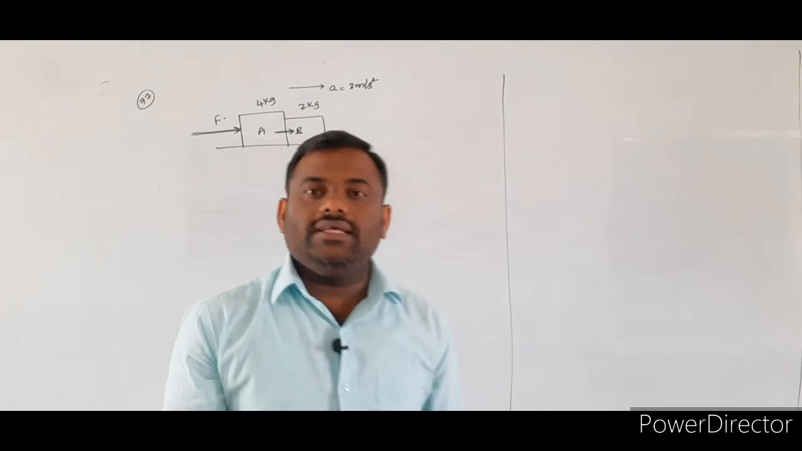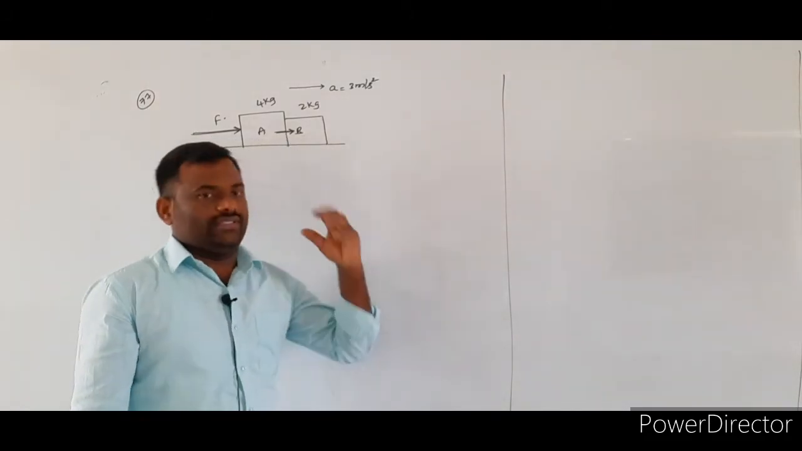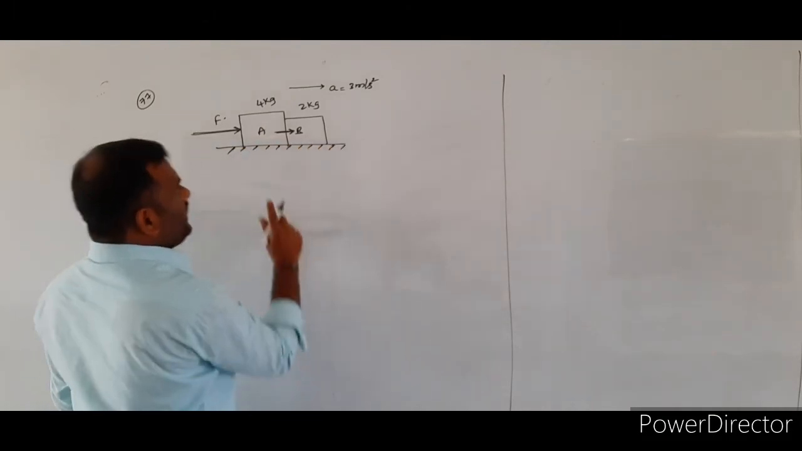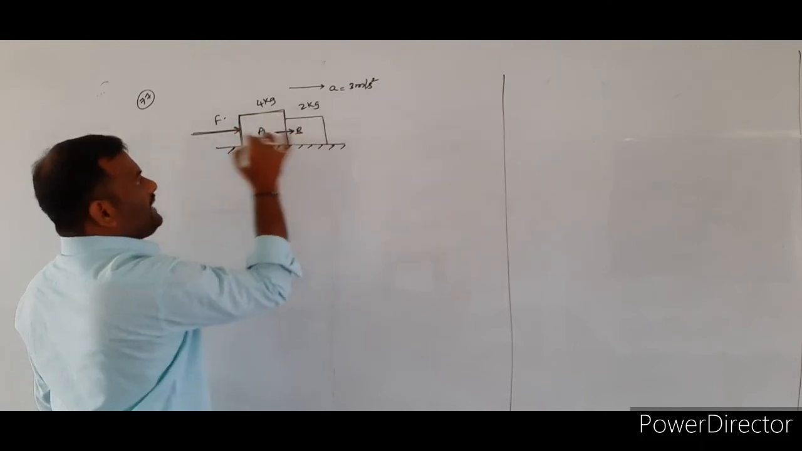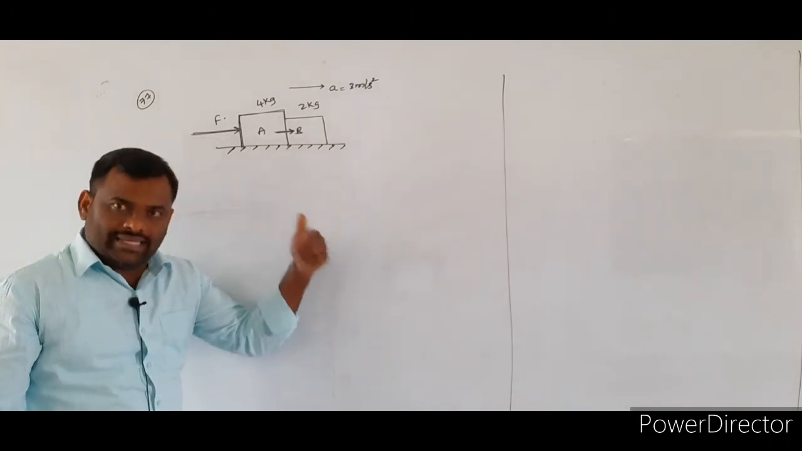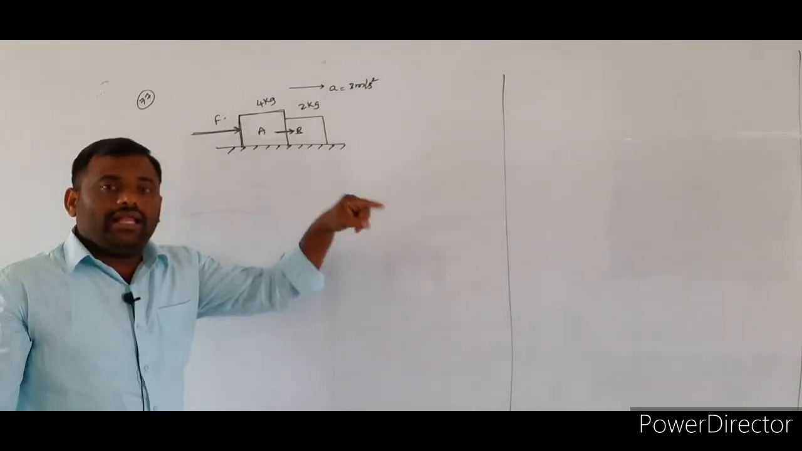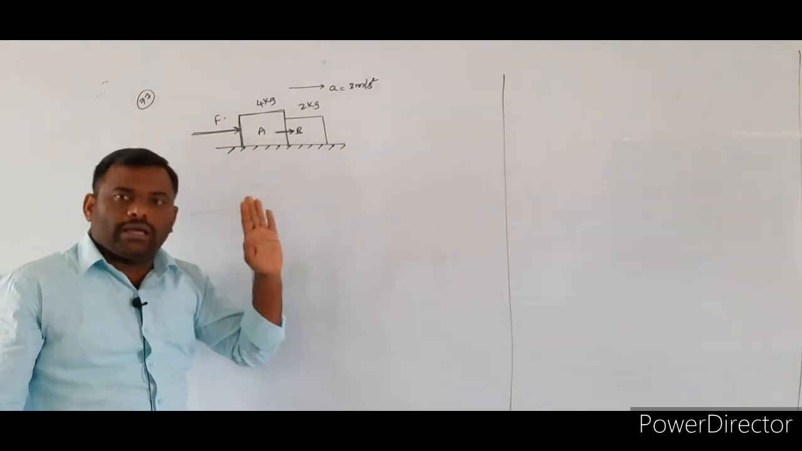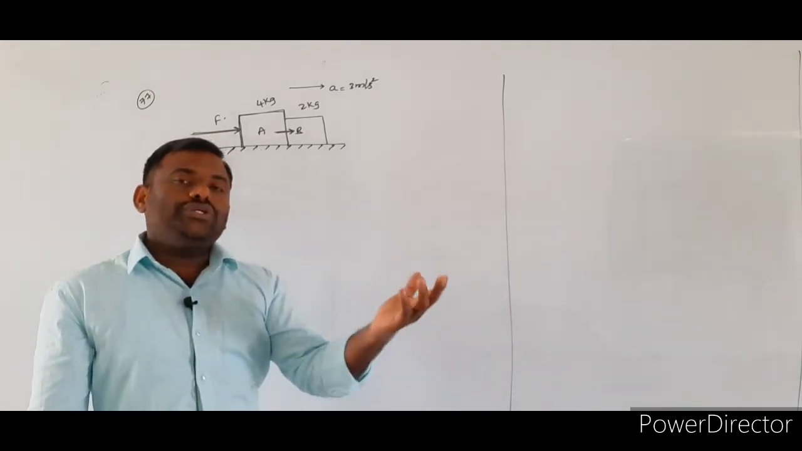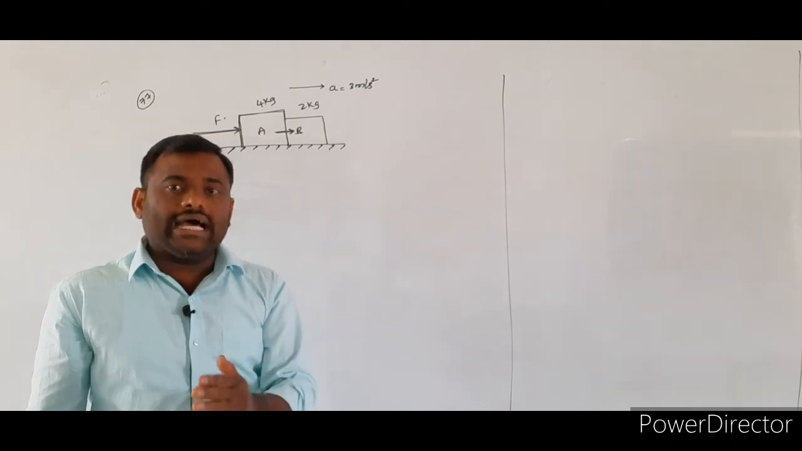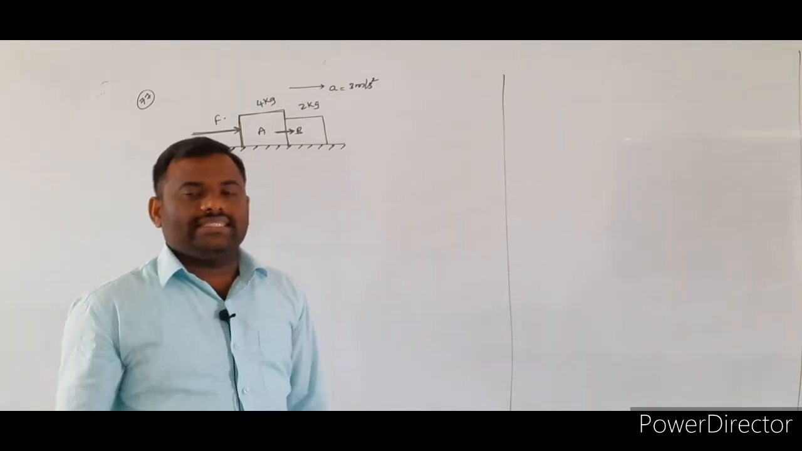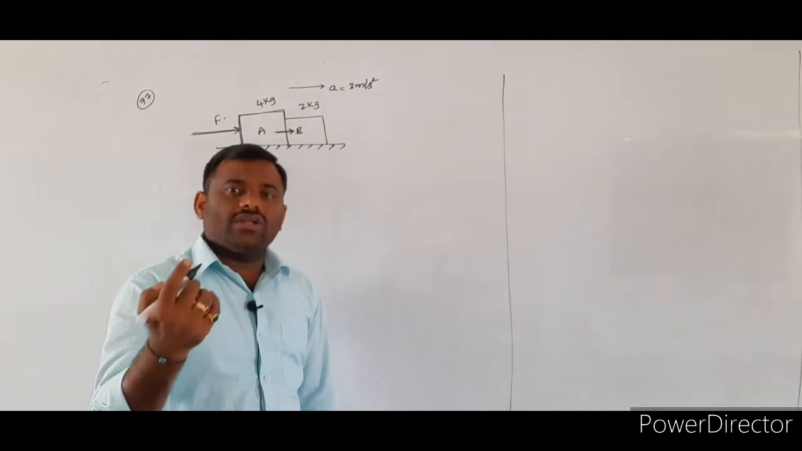So this concept is related to contact forces. Once again, these two blocks are kept over the horizontal surface, and they are kept in contact. Whenever the external force is acting on the block capital A, this block capital A will push the block capital B. At that instant, capital B is also pushing the block A in the opposite direction with the same force. Such force we call the contact force, or normal reaction.